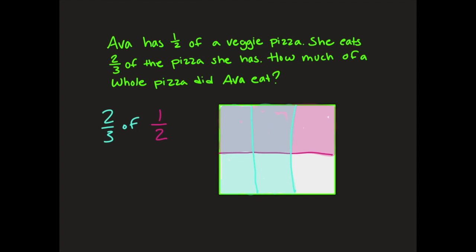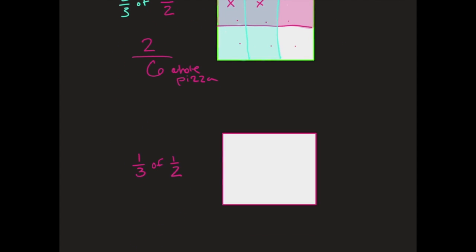Now I'm going to find my answer. The way I do that is I see how many pieces are double shaded. These 2 pieces. And then how many do I have total? 1, 2, 3, 4, 5, 6. So if I just want 2/3 of that 1/2, how much of a whole is that? That's going to be 2/6 of a whole pizza. That is going to be my answer. All right, and we have a couple more examples here.